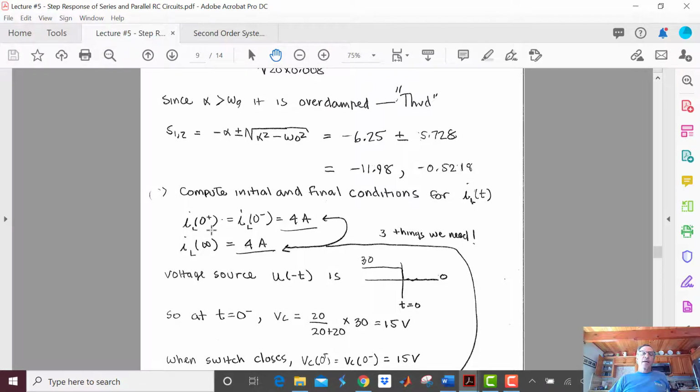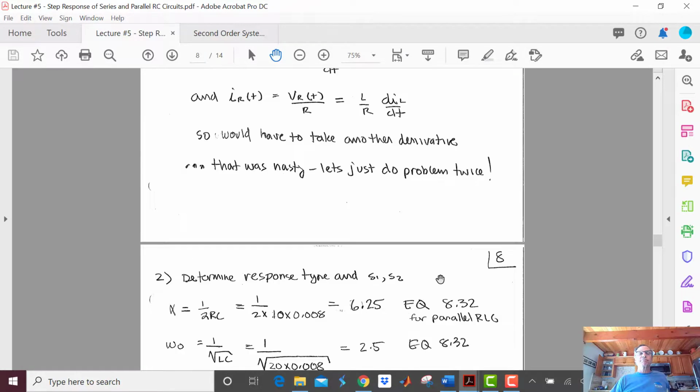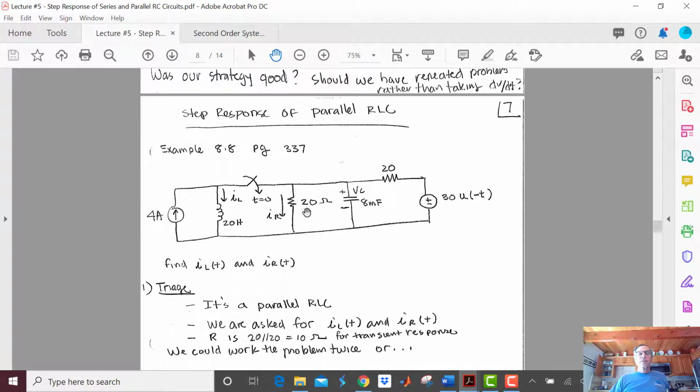So I sub L at 0 plus is going to be equal to I sub L of 0 minus. Let's figure out what it is. So at t equals 0 minus, my 4 amps, of course, is on because it's on all the time, and my switch is open. So I don't have any connection over to this part of the circuit. So I sub L is going to just be 4 amps. And that's going to be I sub L at t equals 0 minus and also 0 plus.